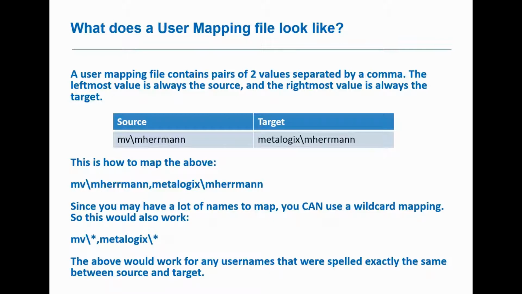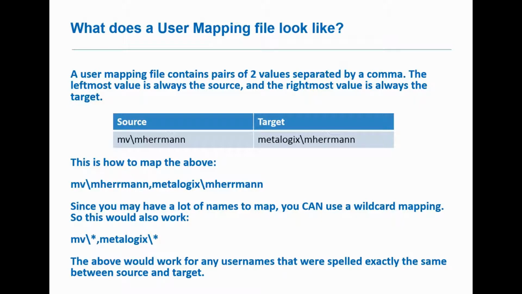So in order to map that, you would just put the value on the left, comma, the value on the right. Now, many times you're going to have hundreds or thousands of users. In that situation, you're going to want to wildcard those. And the wildcard will just say anything that you can replace anything in the wildcard, the exact string.